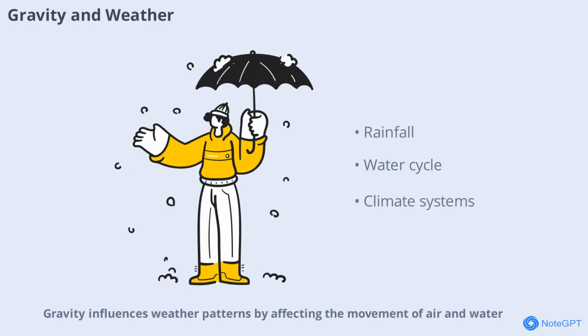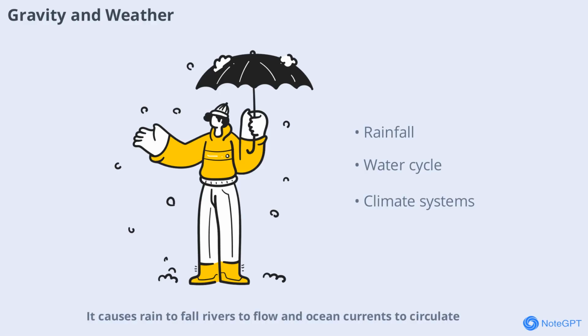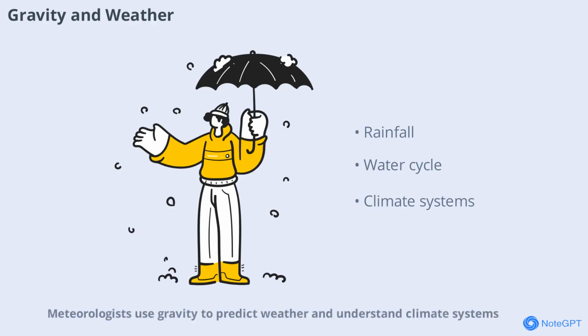Gravity influences weather patterns by affecting the movement of air and water. It causes rain to fall, rivers to flow, and ocean currents to circulate. Gravity also helps form clouds and drives the water cycle. Meteorologists use gravity to predict weather and understand climate systems. Without gravity, Earth's atmosphere would drift away, making life impossible.